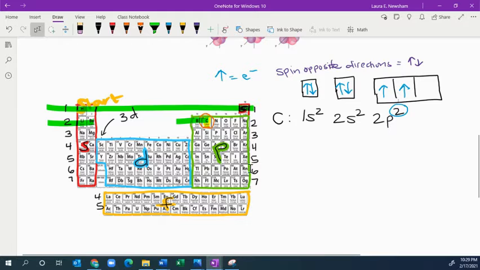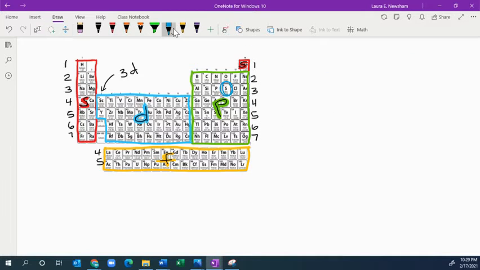So let's do another example. Okay, so sulfur. We start at the beginning, 1s2, go through that whole row, go to the second row, 2s2, still haven't found good old sulfur, so 2p6, still haven't found sulfur yet, 3s2, still no sulfur, 3p, 1, 2, 3, 4.